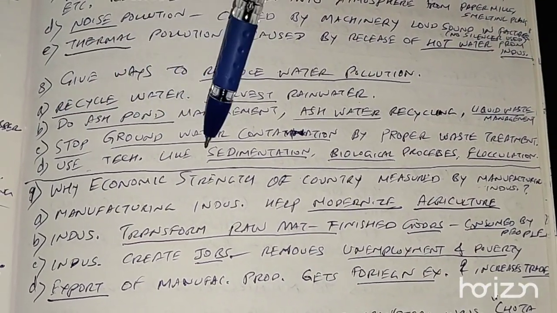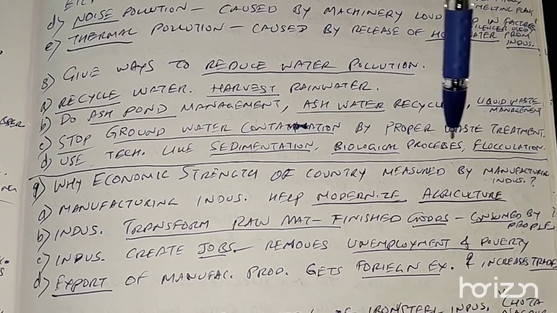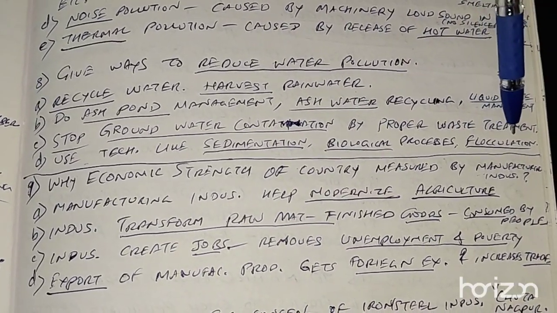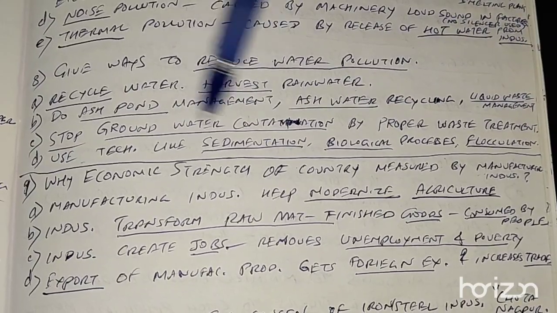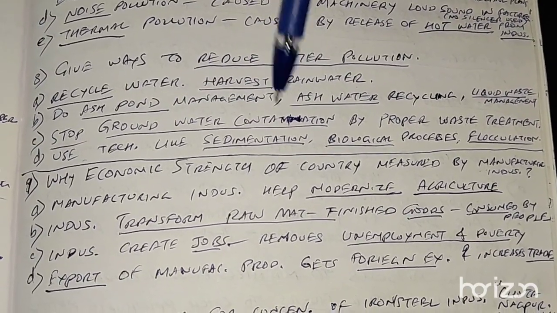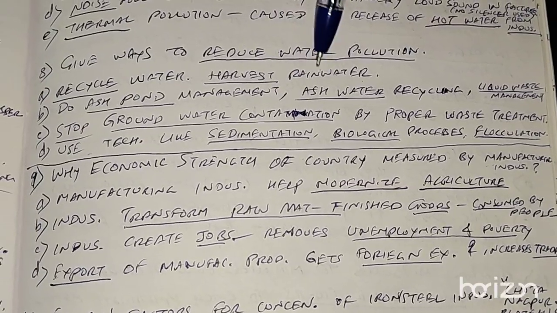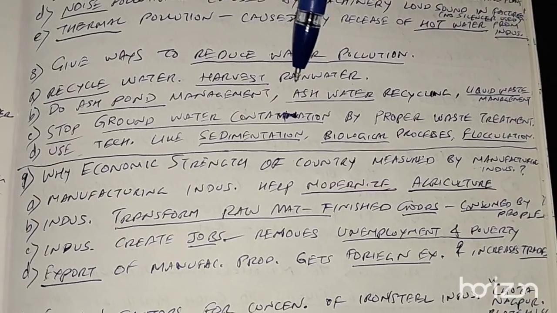Okay, use technology like sedimentation, biological processes, and flocculation. So these are all the technologies using which we can recycle and manage water used in the industry and not cause water pollution.